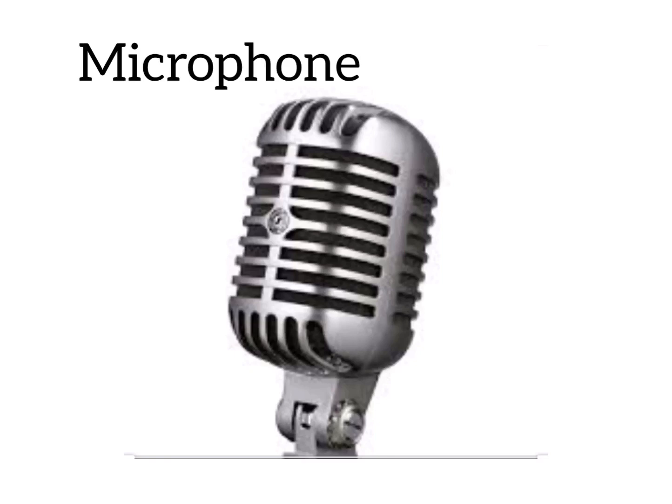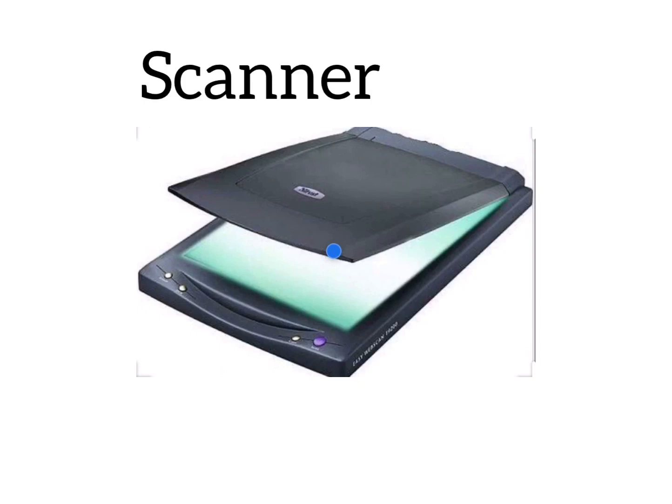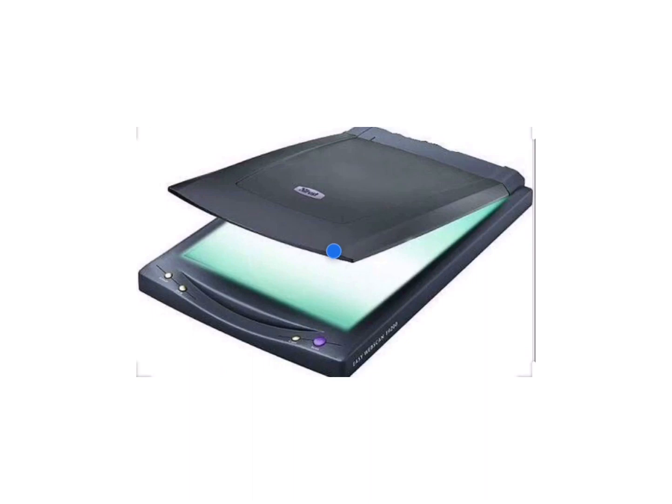Microphone, mic, is an input device that converts sound into a signal. Next example is scanner. A scanner is used to feed text and pictures into the computer system. It works by passing light over the image to be scanned. There are two types of scanner, flatbed and handheld.